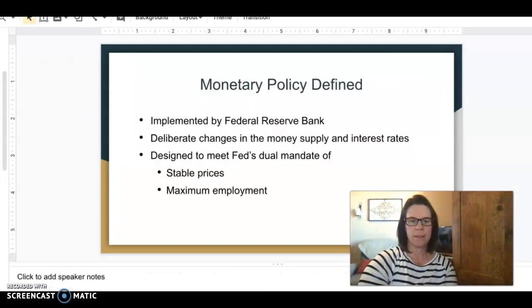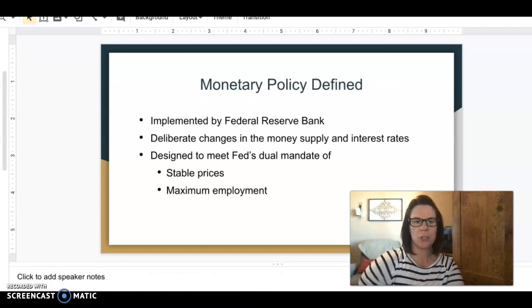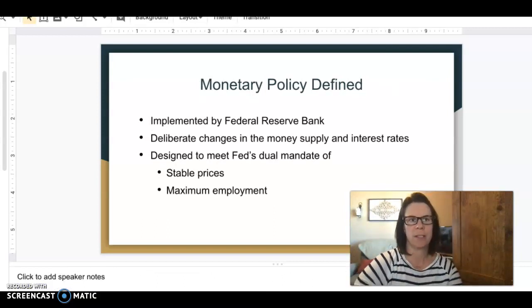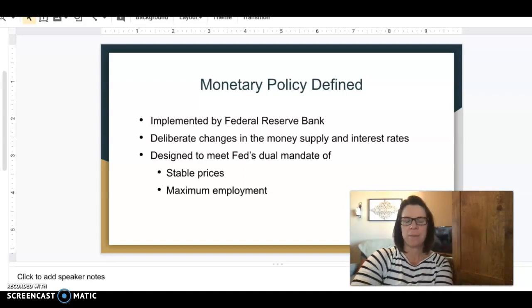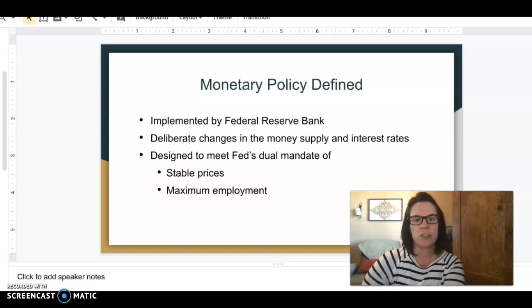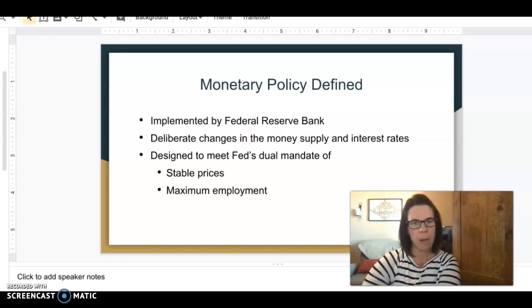So when that happens, we look to monetary or fiscal policy to occur. A reminder that monetary policy is something that's implemented by the Federal Reserve Bank, and it's deliberate changes in our money supply or our interest rates. It's designed to meet the Fed's dual mandate, which is to stabilize prices and maximize employment.